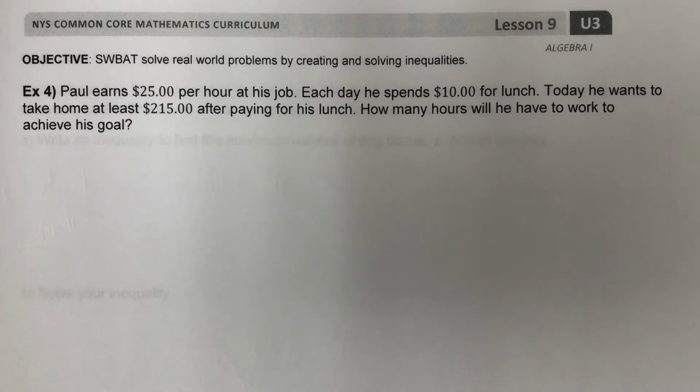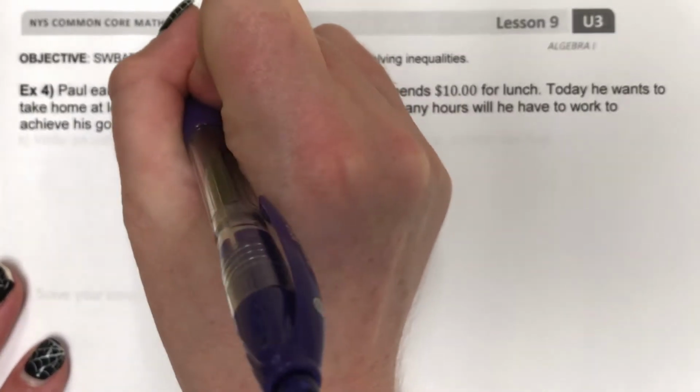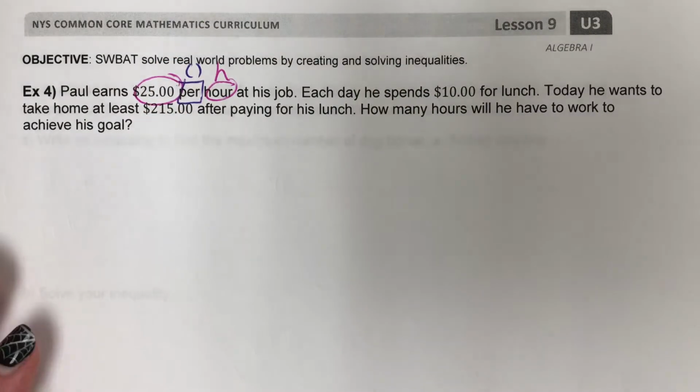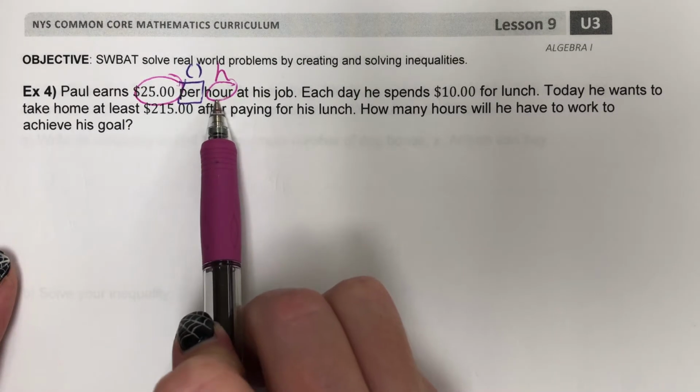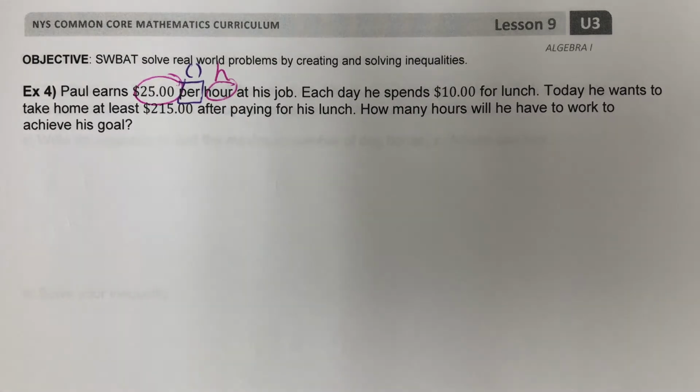Here we go. Paul earns $25 per, that's a multiplication word, hour. I'm going to let H represent hours here. All right, hours is a number. That's why I'm circling it. I don't know how many hours, but I know that H will be represented by that. All right, at his job.